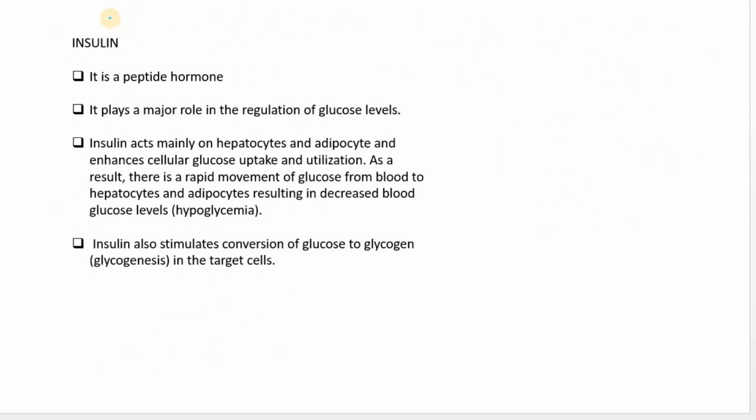Now let's take a look at insulin. Insulin is produced by beta cells. It is also a peptide hormone. It also plays a very important role in regulation of glucose levels of the blood. Insulin acts mainly on hepatocytes and adipocytes. It enhances the cellular glucose uptake of these cells and their utilization. As a result, the rapid movement of glucose from blood to adipocytes and hepatocytes takes place, and this results in decreased blood glucose level, also known as hypoglycemia.